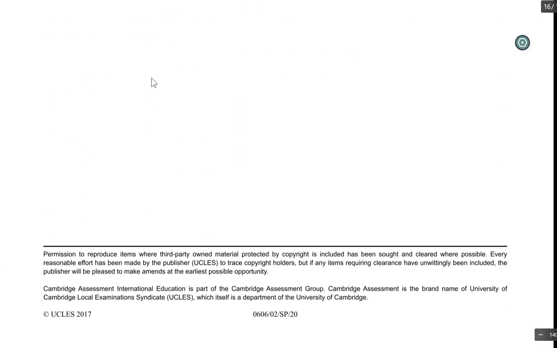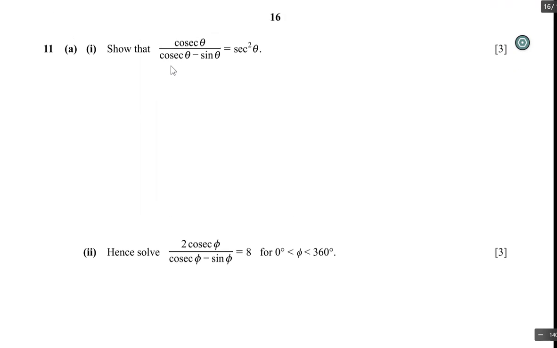Yep. Last question. Yeah, trigonometry. So cosec theta over cosec theta minus sin theta equals secant squared theta. It asks you to show. So for show questions, always choose the side with more information. So I will choose this side.